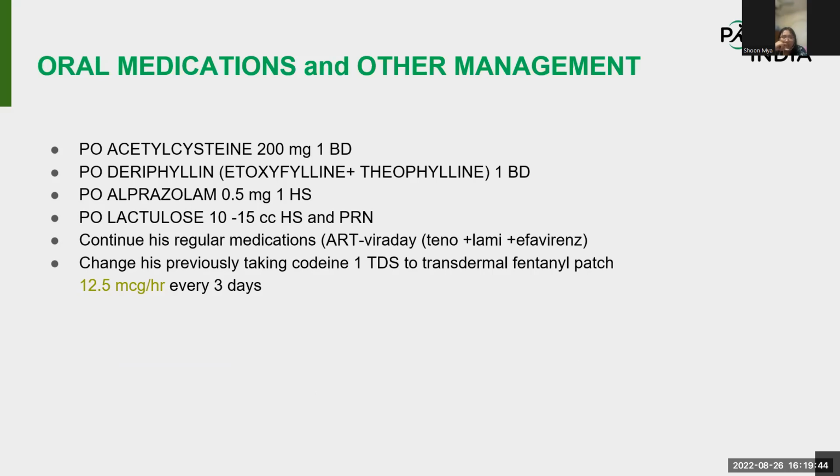So these are some oral medications. Per oral acetylcysteine 200 milligram 1 BD, per oral deriphyllin 1 BD, per oral alprazolam 0.5 milligram 1 HS, per oral lactulose 10 to 15 cc HS and PRN, and we also encourage him to continue his regular medications like ART. Previously, the patient had already taken codeine 1 TDS for his mild chest pain and mild breathlessness. So we changed this codeine to the transdermal fentanyl patch at 0.5 microgram per hour every 3 days.